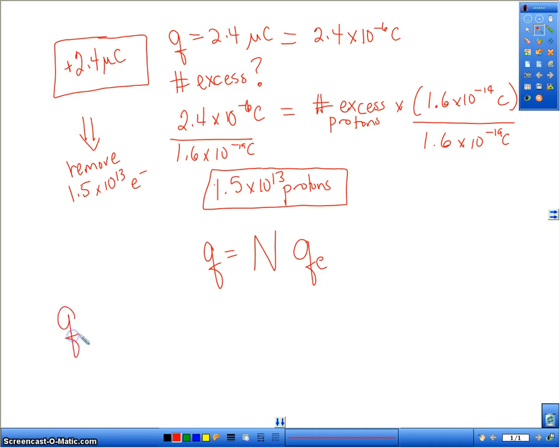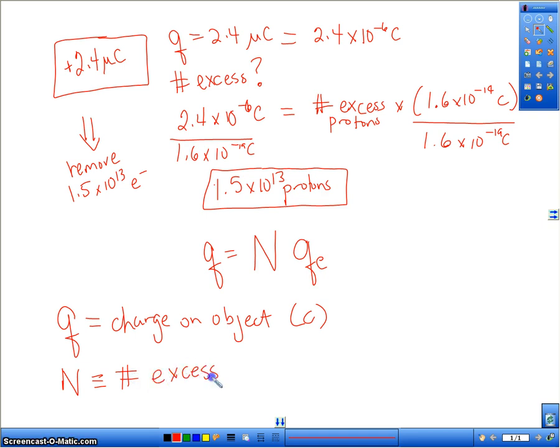So Q is the charge on the object. It's going to be in coulombs. N is now going to be my number of excess protons or electrons, whichever one we're dealing with. And QE is going to be the elementary charge. And that's going to be a number you always know. That's always going to be plus or minus 1.6 times 10 to the minus 19 coulombs.